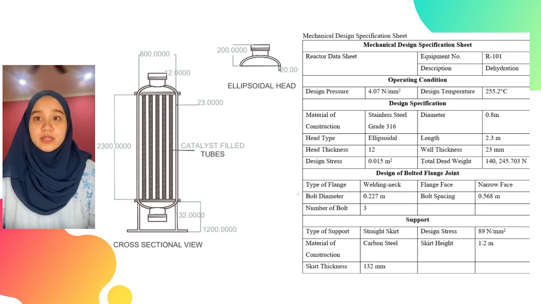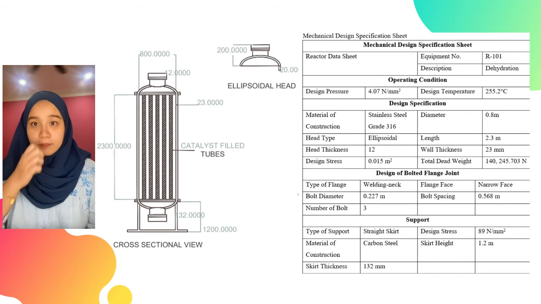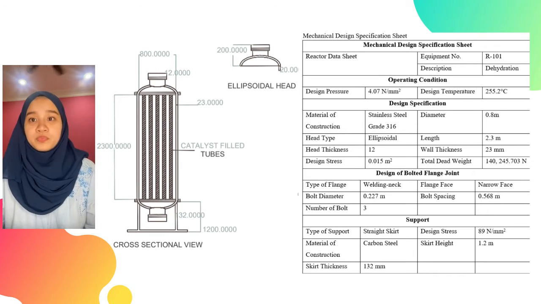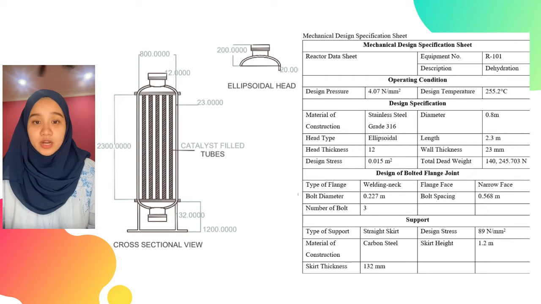Next is the mechanical design. As we can see in the slide, the design pressure of the reactor is 4.07 Newton per millimeter squared, and design temperature is 255.2. For the body of the reactor, the material selected is stainless steel grade 316, and the type of head of the reactor is an ellipsoidal head with a thickness of 12 millimeter. The wall thickness of the reactor is 23 millimeter after calculation with the allowed stresses.